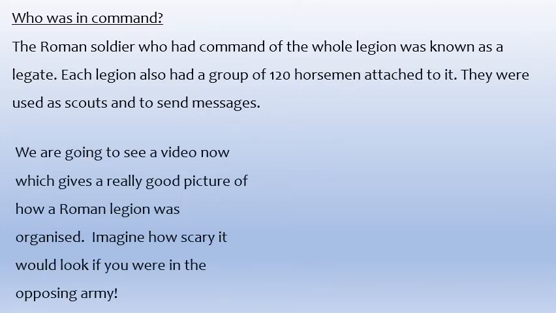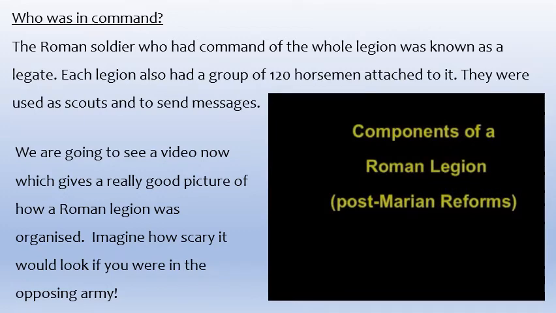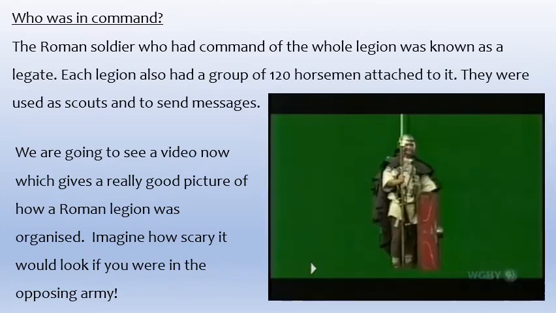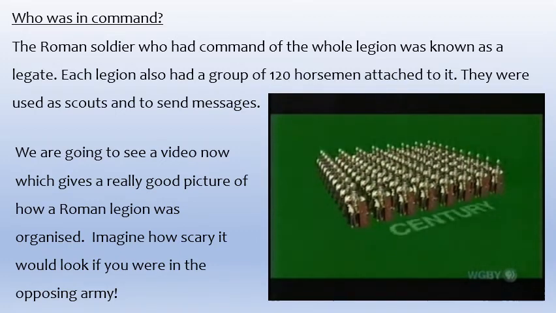We are going to see a video now which gives a really good picture of how a Roman legion was organised. Imagine how scary it would look if you were in the opposing army. By the year 100 BC, under the supervision of the consul and general Gaius Marius, the Roman legion looked as follows. The basic building block was the 8-man contubernium.